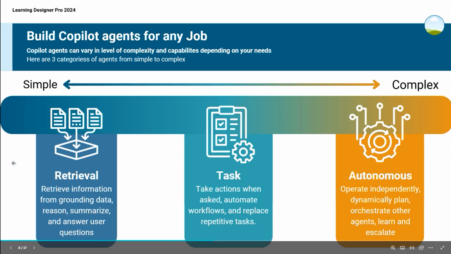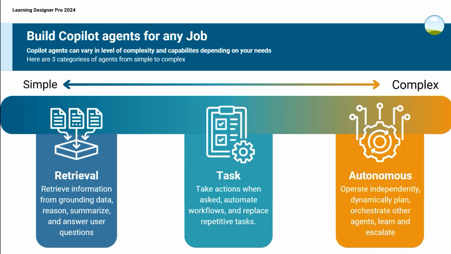If you're not familiar with what Copilot agents can do, Copilot agents can do a broad range of things. Much like a GPT, it can retrieve information from grounding data. It can reason, it can summarize. You can take it on to semi-automate things so it can do tasks. It can automate some workflows for you. It can replace some repetitive tasks.